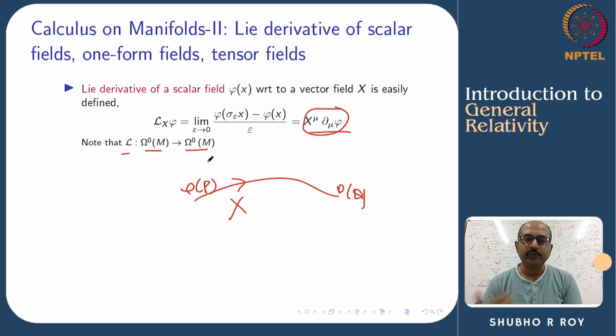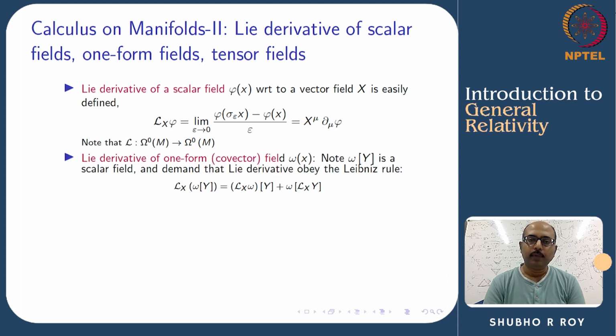In the previous lecture, I was talking about a smooth function. I'm going to use smooth function and smooth scalar field interchangeably. They mean the same thing. Then you can extend the notion of a Lie derivative to a covector or one form field. You can define the Lie derivative of a one form field with respect to a vector field. Again, the notion is the same.